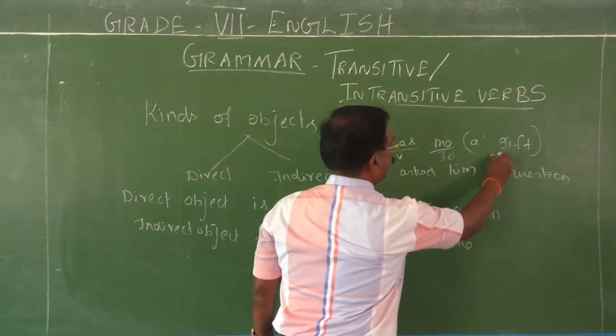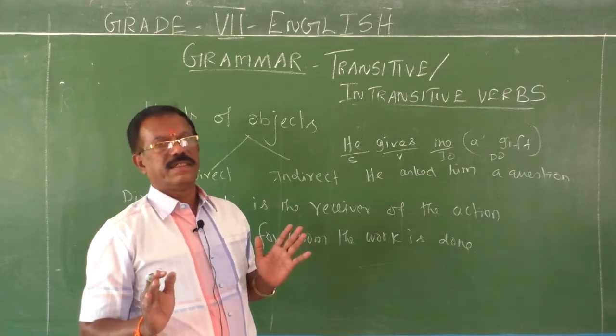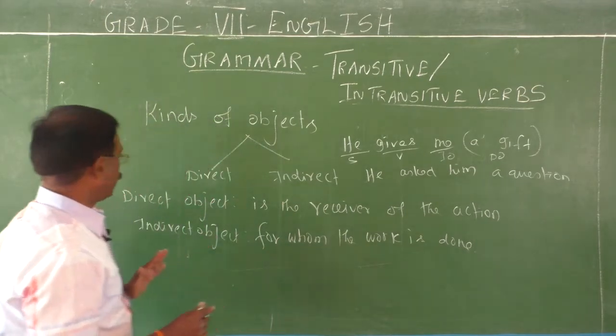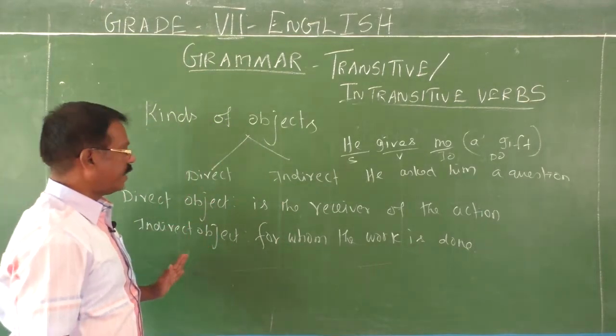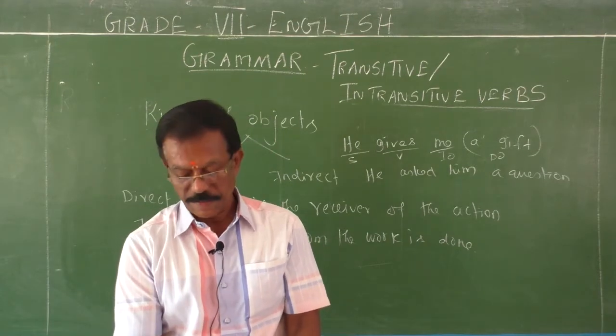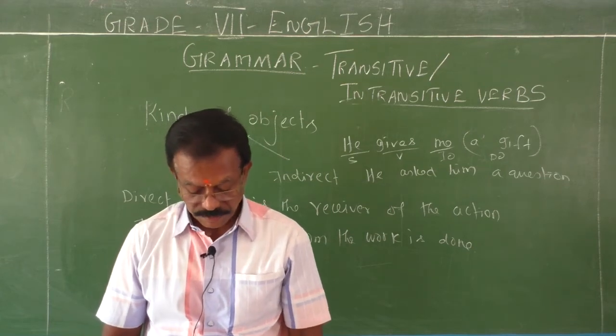I-O, this is called indirect object. So direct object is a direct receiver. And indirect object is for whom the action is done. So the direct object is the receiver of the action. Indirect object is for whom the work or the action is done. Okay. Let me give you some examples from your text.